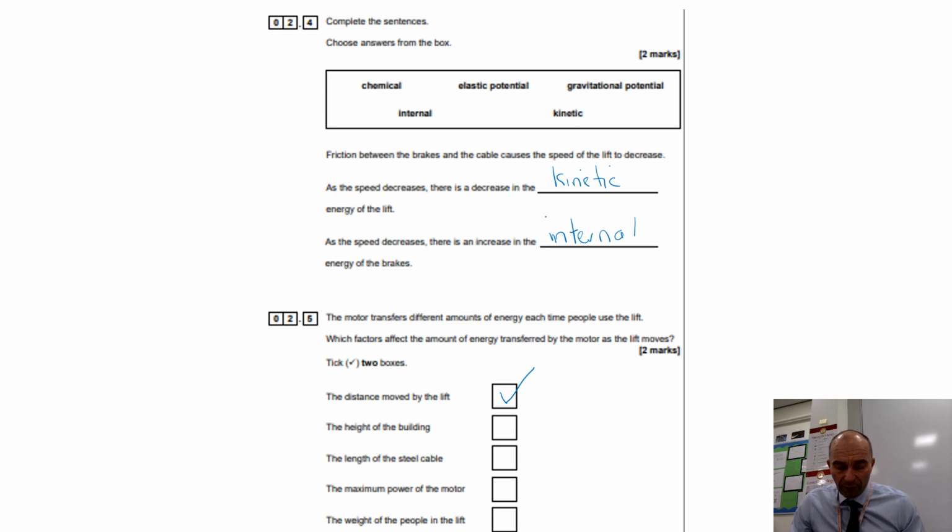Power is all to do with the rate at which energy is transferred, and we're not really looking at the time. So we can discount those 3 answers, and then of course the more people in the lift, the more weight there is, the more work that has to be done by the lift, so it takes more energy. So you're looking at the first and the last options there. You're going to get a mark for each correct answer.